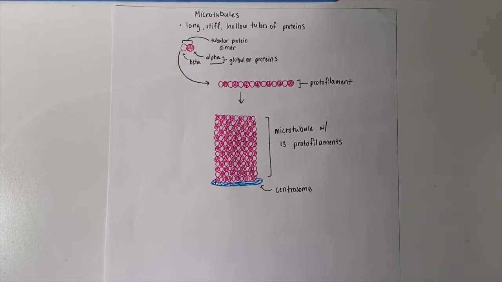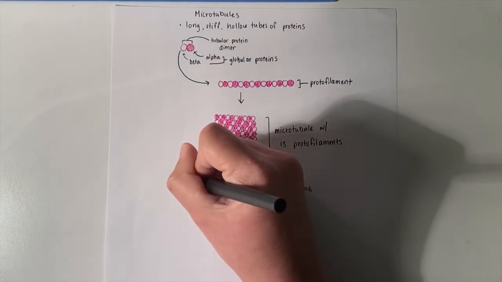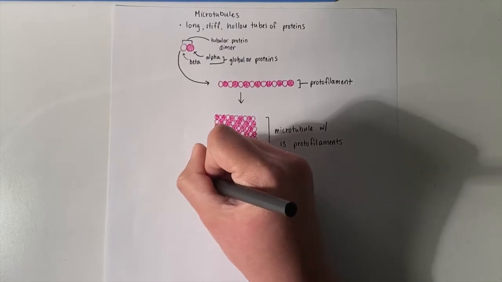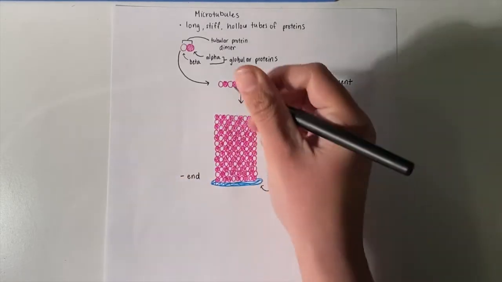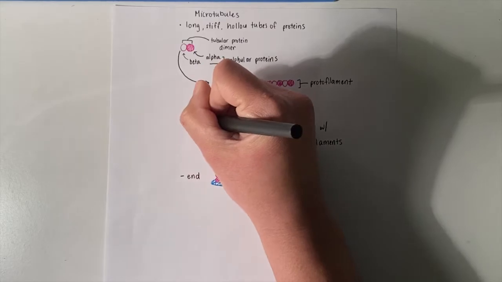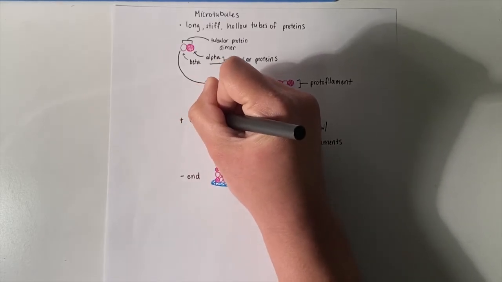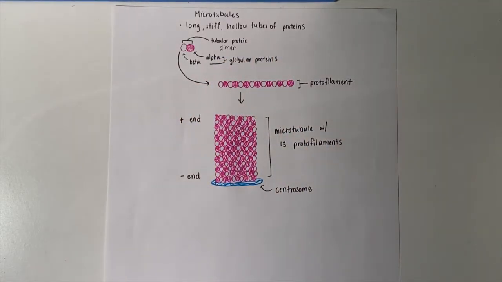Each protofilament faces the same direction, giving the microtubule polarity. The end of the microtubule linked to the centrosome is the minus end, and the free end is the plus end. The polarity of the microtubule is what gives them their direction. Without it, vesicles would not reach their destinations using them.